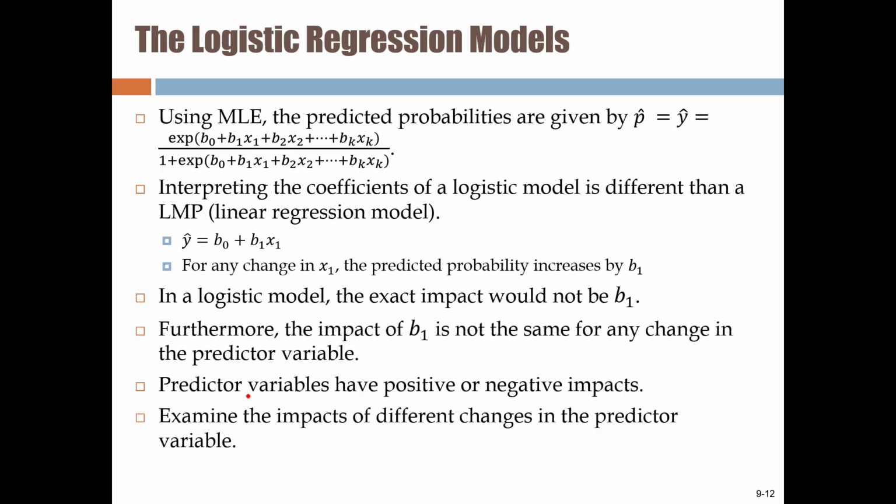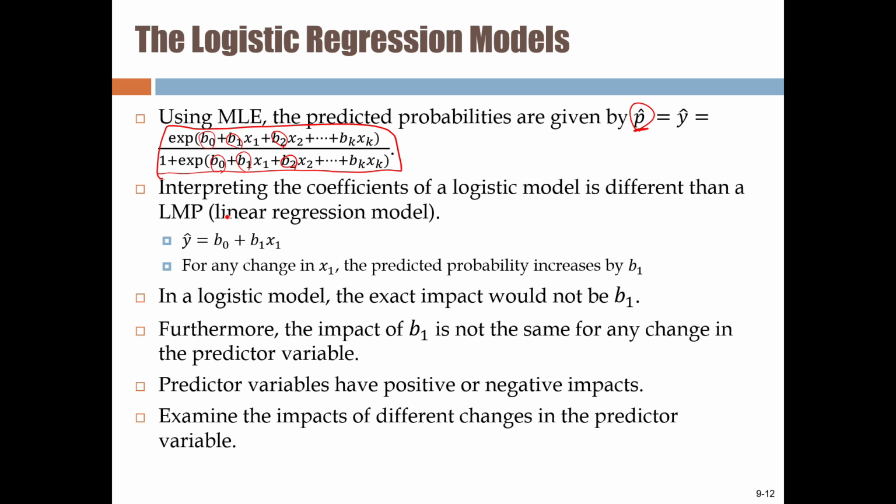So using this, P is the probability of Y equals 1, and we assume this form. Then we are just trying to find out what are the best B0, B1, and B2, so that we can find the most likely values, maximizing the likelihood. So interpreting the coefficient is different than the linear, but actually it's the same.